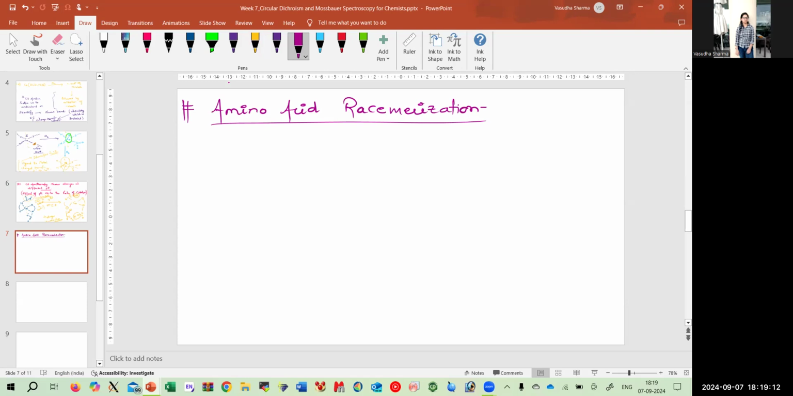So we know the CORN rule for defining whether it is an L isomer or a D isomer. So it has to be 1, then 2, then 3. If you give here number 1, number 2, number 3, with the hydrogen at the back position, so it is going anti-clockwise. So this is an L isomer.